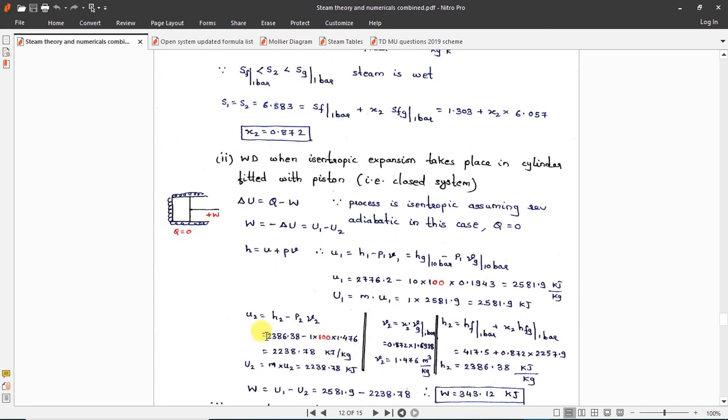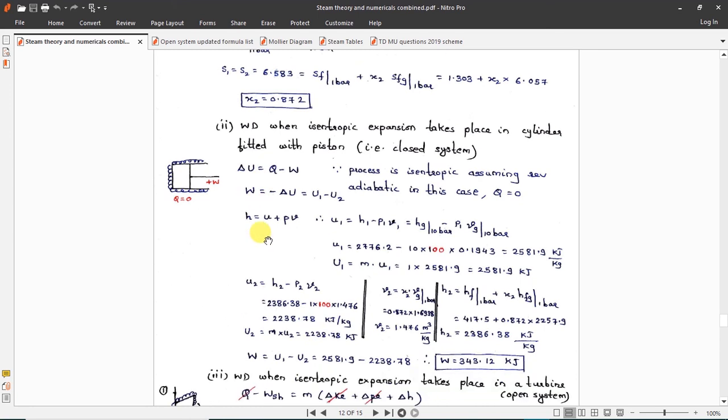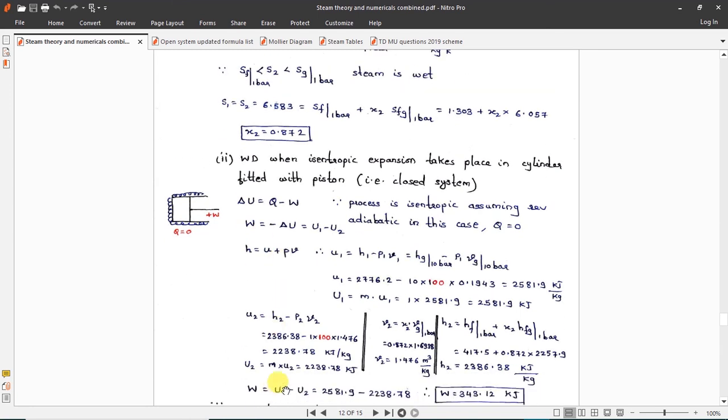Now again mass is 1 kg, so you can convert this specific internal energy to internal energy by multiplying it with mass. So U2 will be mass into specific internal energy, and you will get this U2. Now what is W? W is equal to U1 minus U2. We have U1, we have U2, so you will get W. What is the work produced in the closed system? 343.12 kilojoule.